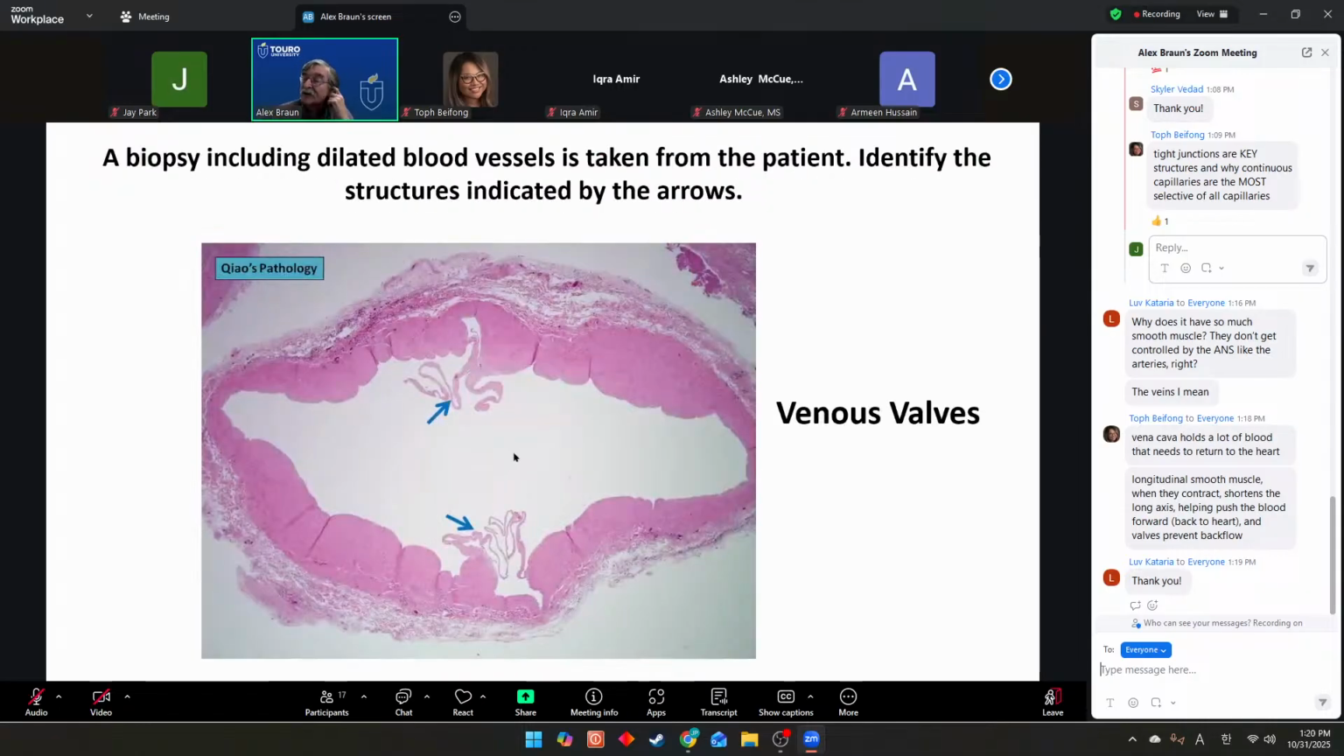Here's a cross section of a vein like you might find in the leg, and you see valves. So veins have valves. Veins are a low pressure system. And the veins in the legs, in addition to being low pressure, also have a tendency to refill with blood because of gravity. So to encourage a unidirectional flow from the legs back to the heart, veins have valves, especially the veins in the legs. The valves prevent backflow of blood into the dependent portions of legs.